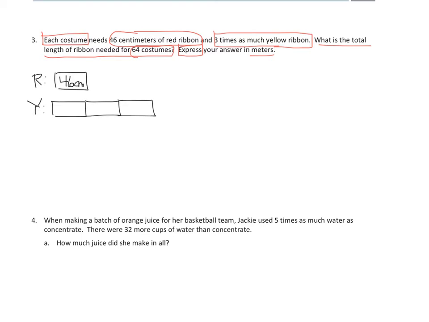So now what I would need to do is figure out how much ribbon of red and yellow I would need to make just one costume, and that would be taking 46, because technically every box right here is 46 centimeters. And whatever I'm doing, you should be copying down as well to show our thinking. So we have 46, and we're going to have to multiply that by 4. So here's our first step. We're going to do 46 times 4.